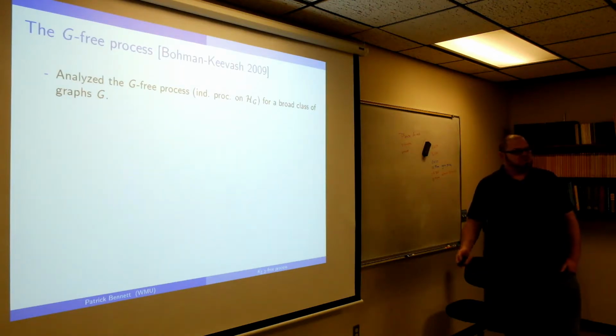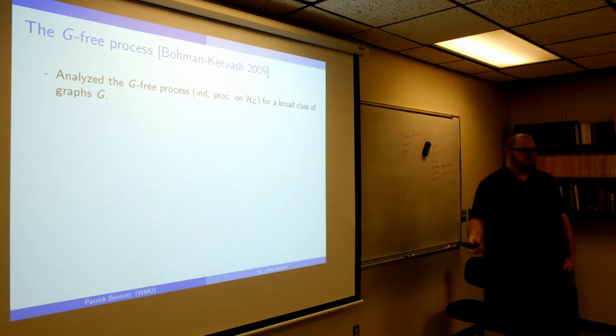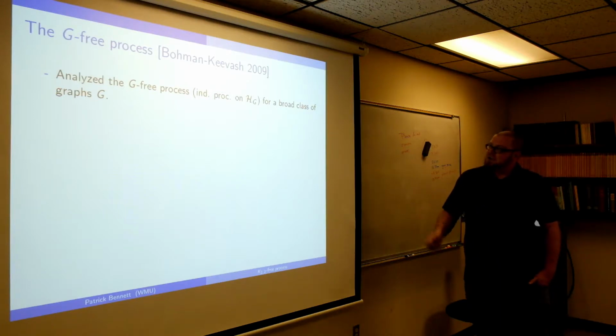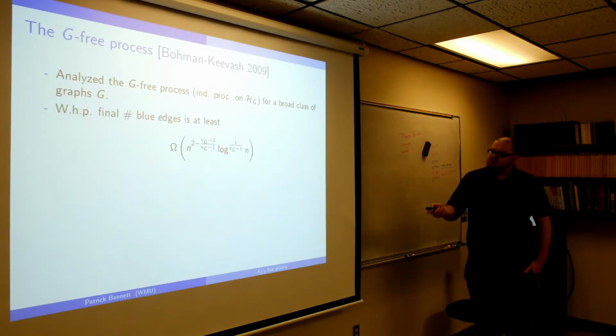Okay, so this generalizes to, say, the G-free process, where instead of avoiding a triangle, you're avoiding whatever graph G is. Bohman and Keevash analyzed that process for a broad class of graphs G. They found a lower bound on the final number of blue edges, and I should mention that on the previous slide, I said that when G is a triangle, they nailed it. They got asymptotically even the constant, so a matching upper and lower bound.